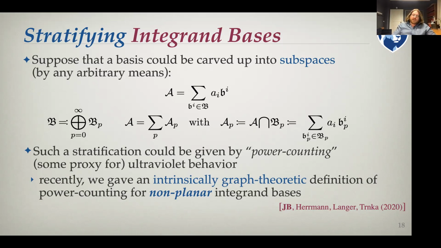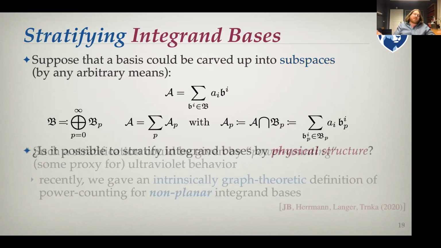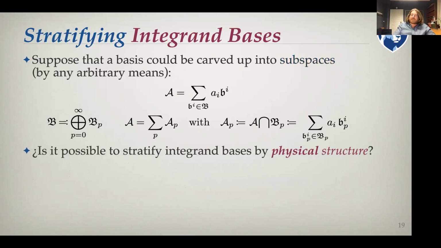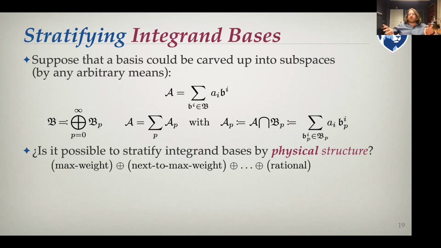I'd like to propose a bigger question that I think is much easier to understand, which is just, can we carve up the bases in ways that reflect the mathematical structure or the physical structure which we care about in these predictions? So for example, when we saw the G-2 calculation, we saw things that were at the highest weight, and then we had rational pieces. Well, can I choose an integrand basis that is the outer sum of things with fixed weight? So I have these max weight pieces, and I have next to max weight pieces all the way down to rational, whatever weight means. Can I divide up the space this way?